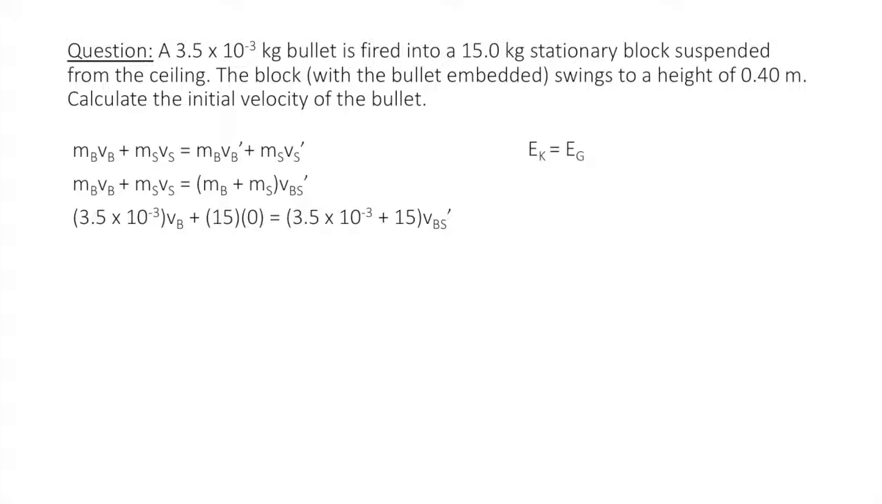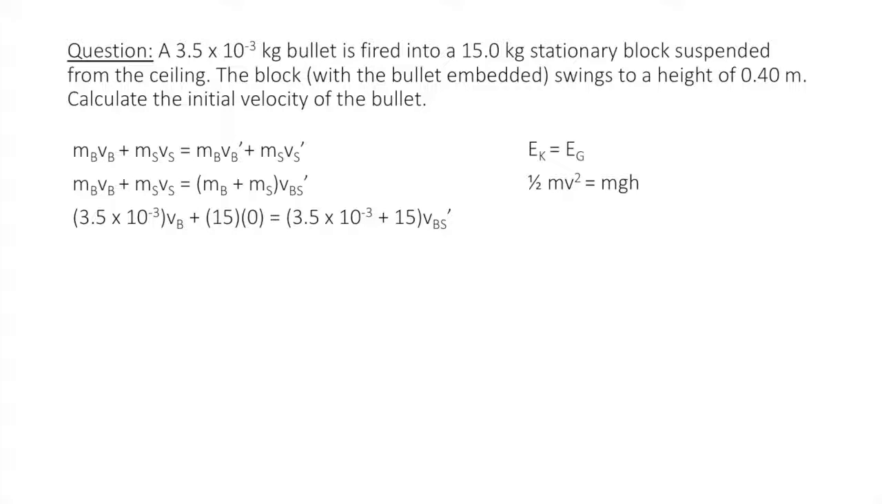EK represents the kinetic energy of the system, which is equal to half mv squared, where m is the mass in kilograms and v is the velocity in meters per second. The kinetic energy occurs at the bottom of the swing, just as the bullet enters the block. EG represents the gravitational energy of the system, which is equal to mgh, where m is the mass in kilograms, g is the acceleration due to gravity in meters per second squared, and h is the height in meters. The gravitational energy occurs at the top of the swing.